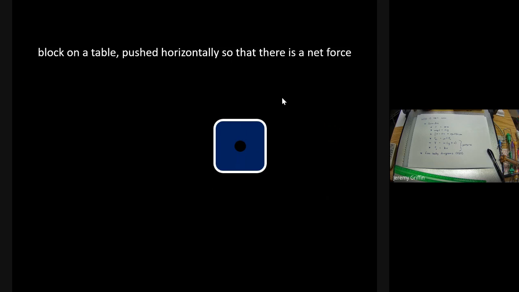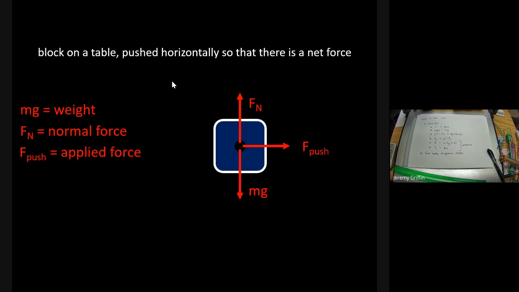How about this? Next slide. What if you push the block horizontally so that there is a net force? What would that look like? So it's got its weight down, it's got the support force from the table up, it's the normal force, right? Now we're gonna push, let's say you push pretty hard so that it's more than the friction force. You guys see now that there's a net horizontal force, right? Isn't that block accelerating to the right? It sure is, isn't it? Right?